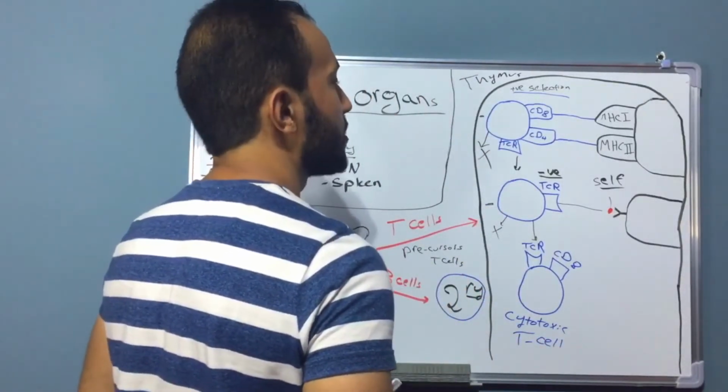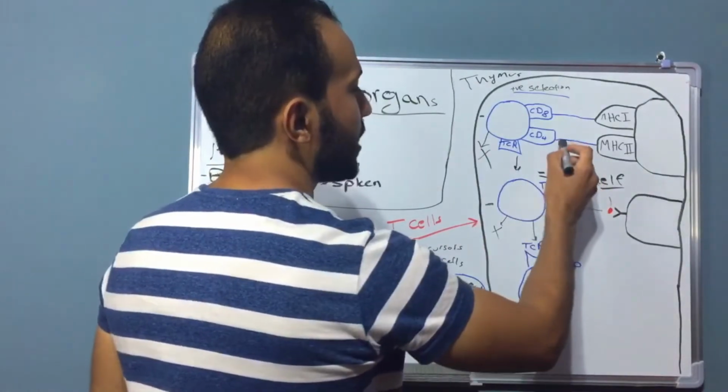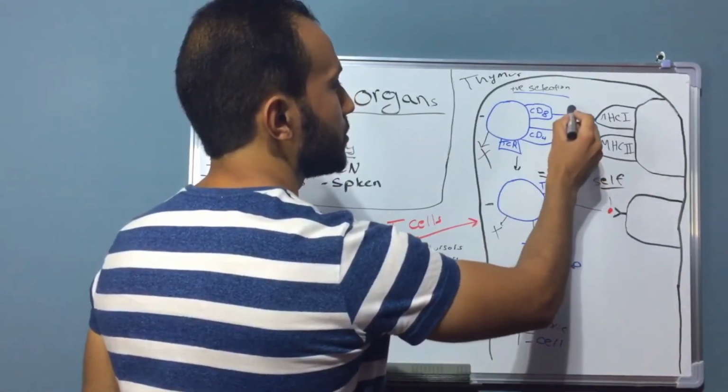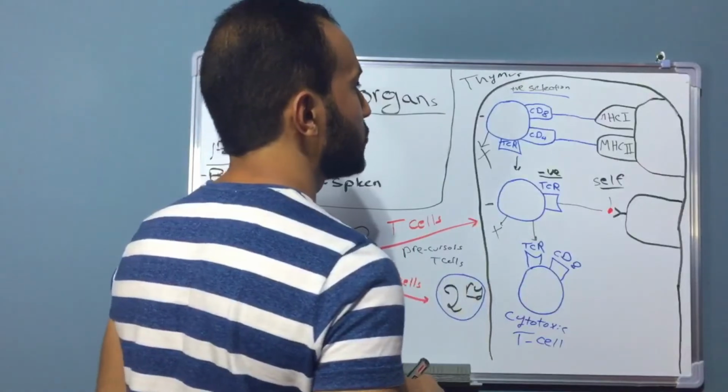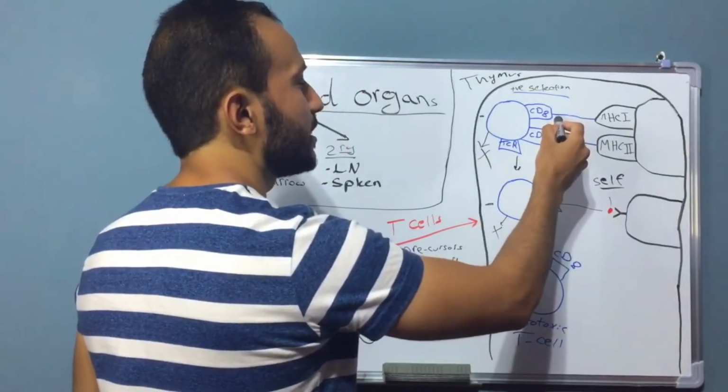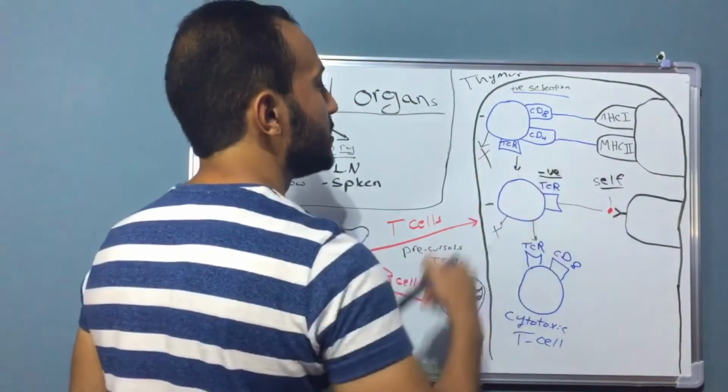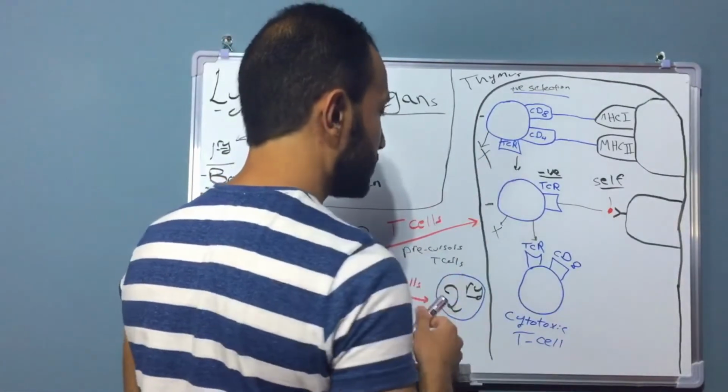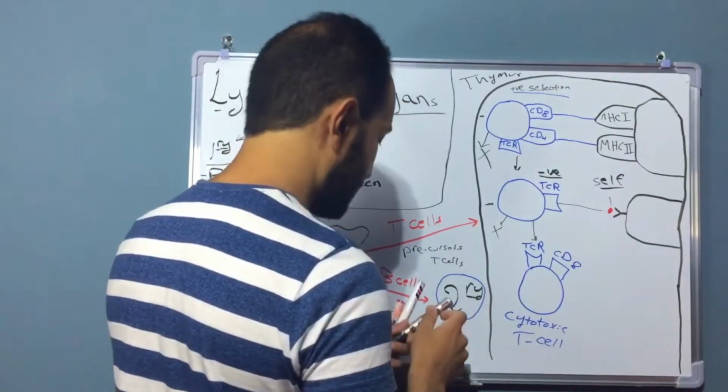What if the opposite happened? It reacted to MHC class 2, but it doesn't react to MHC class 1. Then it will get rid of the CD8 and it will keep CD4. And of course, T cell receptor will remain.